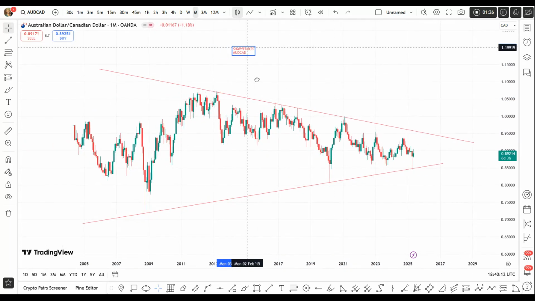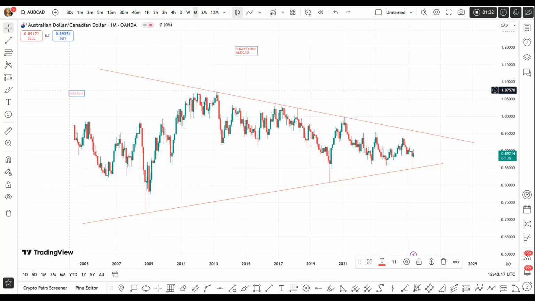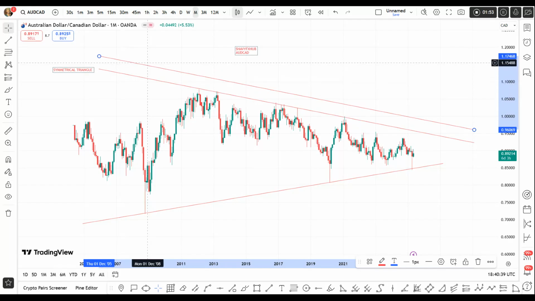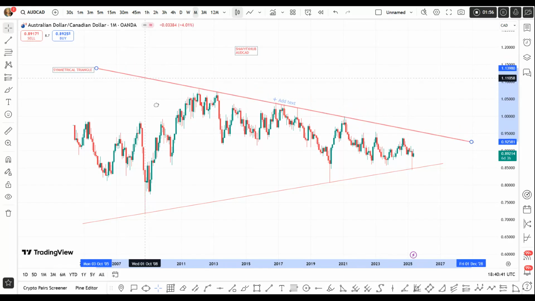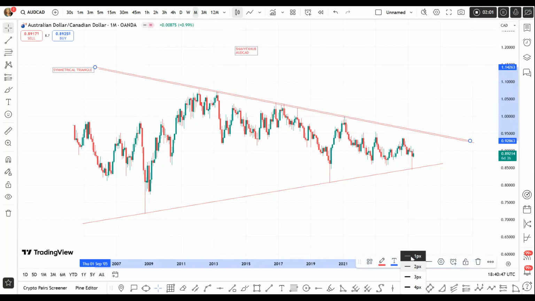And we can see here, price has created a symmetrical triangle. Henceforth, we want to be including chart patterns. This is a symmetrical triangle on a monthly time frame. And from a critical perspective, we'll see that AUD/CAD is bearish.